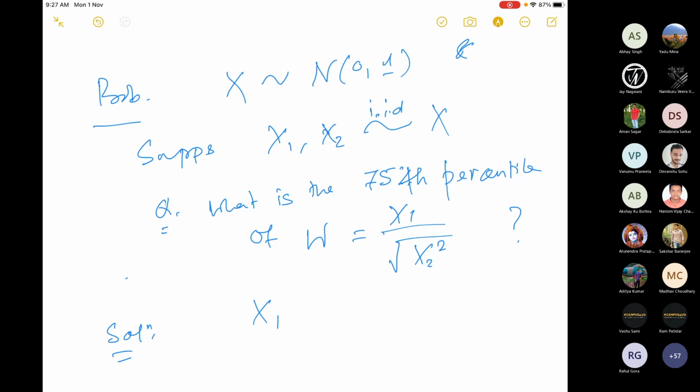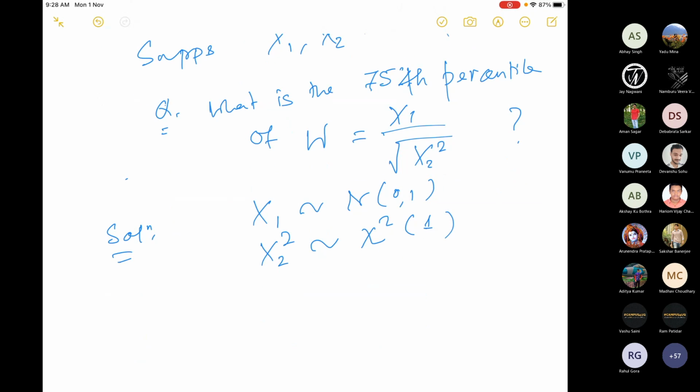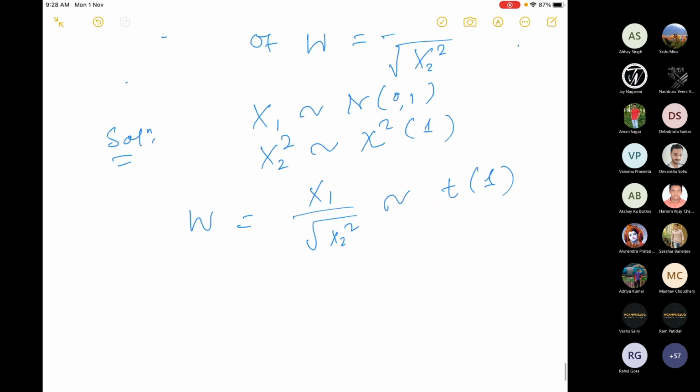So X1 is what? X1 is standard normal, and X2 is also standard normal, so X2 square is chi square with 1 degree of freedom. Then what is W? This is a ratio of these two. We have also seen that X1 by square root of X2 square is a T distribution with 1 degree of freedom. Now, what is the 75th percentile?